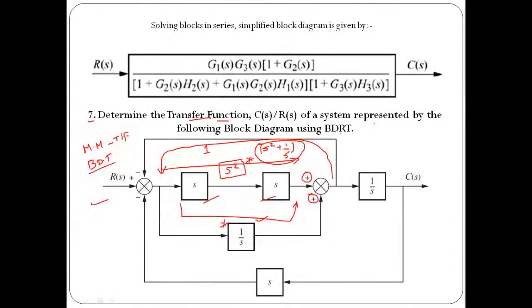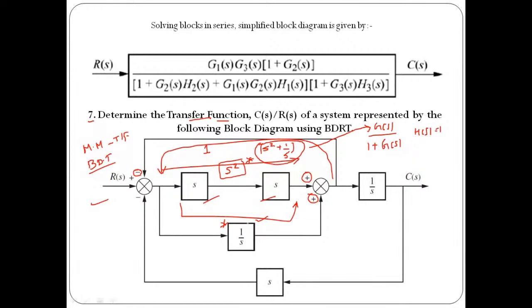So it will be G of s upon 1 plus, because the nature of the feedback signal is negative, that's why we need to take positive here. So 1 plus G of s into H of s, but in this case H of s is nothing but 1, so no need to take H of s. So G of s will be s square plus 1 by s. So this s square plus 1 by s we need to replace over here and then solve. You will get one single block.